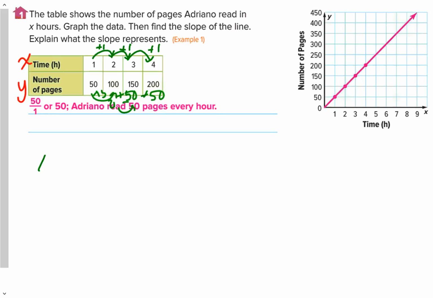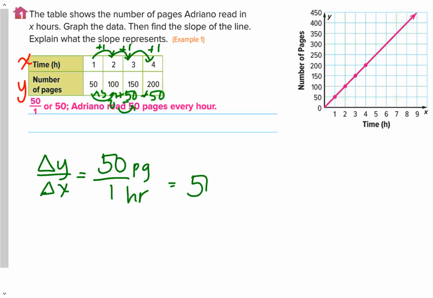Now what we'll do is set up our change in y over our change in x, because that is our slope. So it's an increase of 50 pages for every 1 hour. So 50 divided by 1 is 50. So 50 pages, 1 hour. And so our slope is just 50.